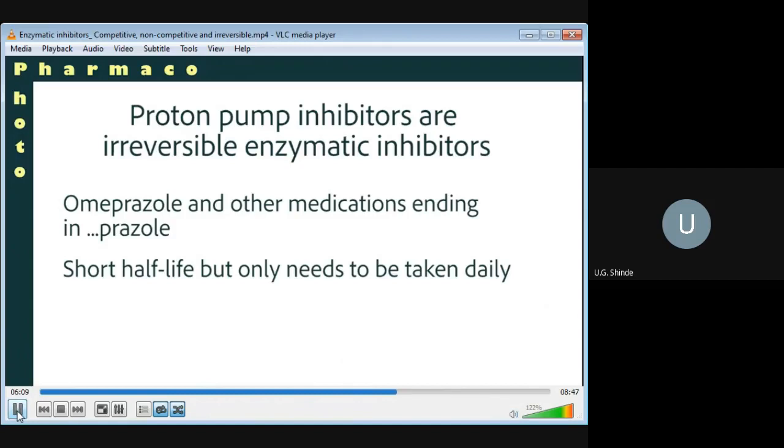would have to be taken quite frequently. But because it is an irreversible inhibitor, our parietal cells in our stomach need to make more enzyme, and that can take up to 72 hours to fully replenish the enzymes. So omeprazole and other irreversible proton pump inhibitors. Yes, Renuka.